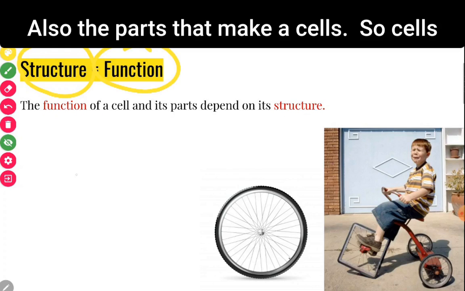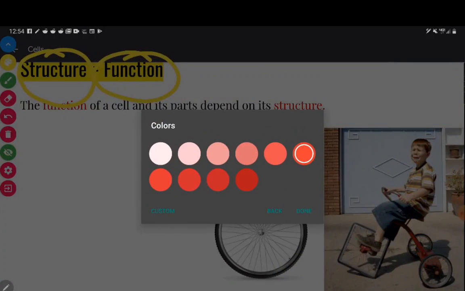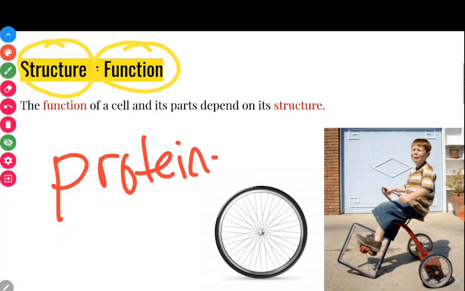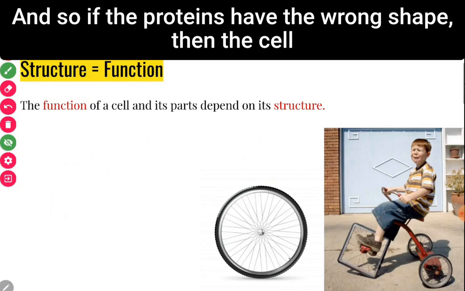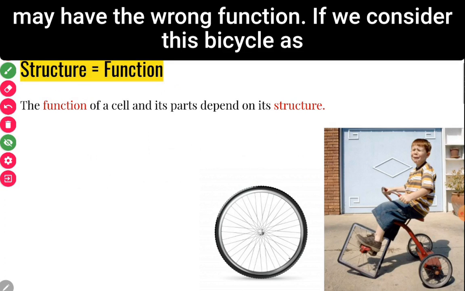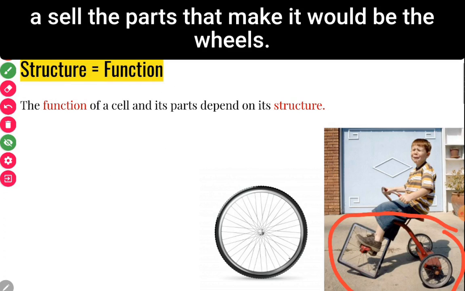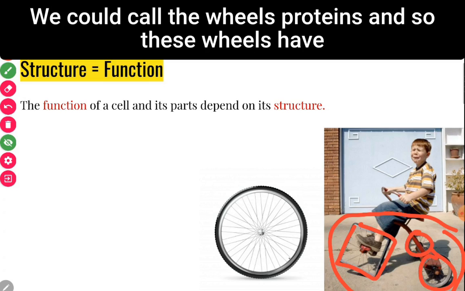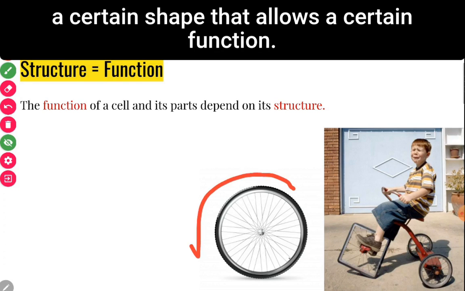Also, the parts that make a cell. So cells are made of protein. And so if the proteins have the wrong shape, then the cell may have the wrong function. If we consider this bicycle as a cell, the parts that make it would be the wheels. We could call the wheels proteins. And so these wheels have a certain shape that allows a certain function.